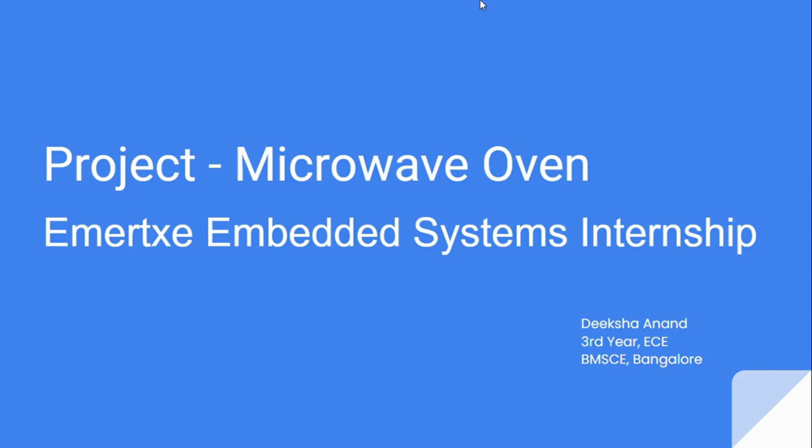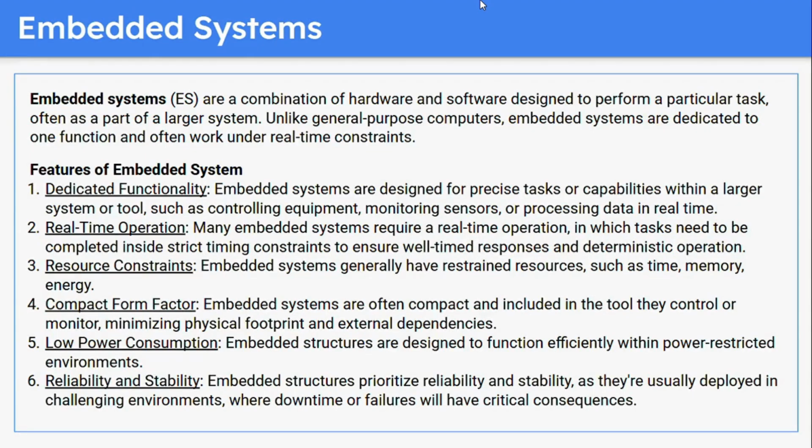To begin with, let me explain what an embedded system is. As you are aware, an embedded system is a combination of hardware and software which is designed to perform a particular task. It is a small module in a larger system and it has one function which it performs in real time. Embedded systems have their own features.